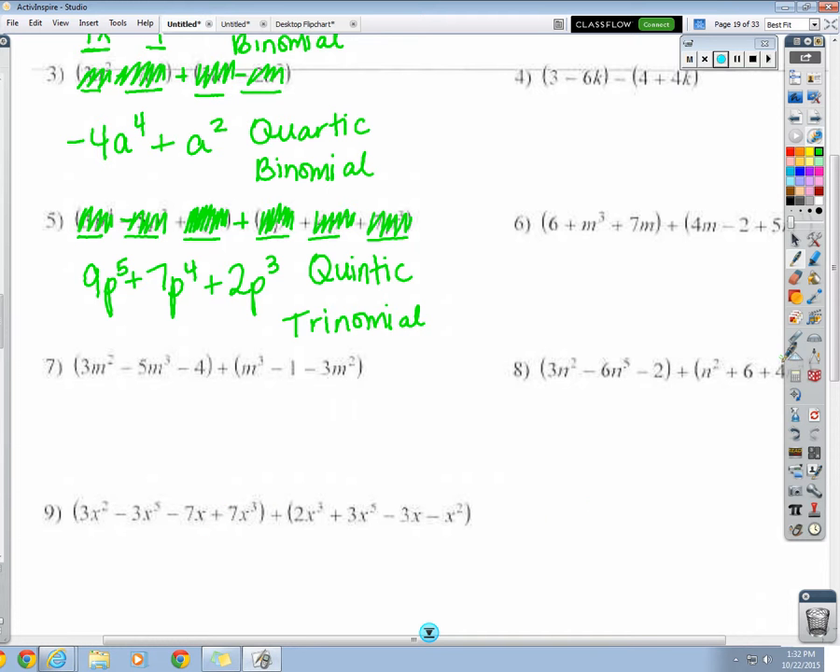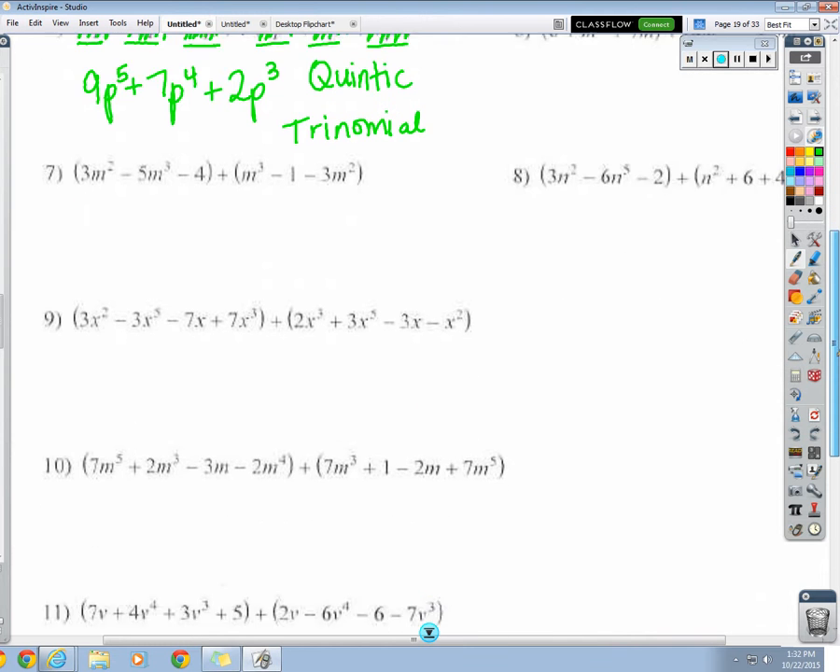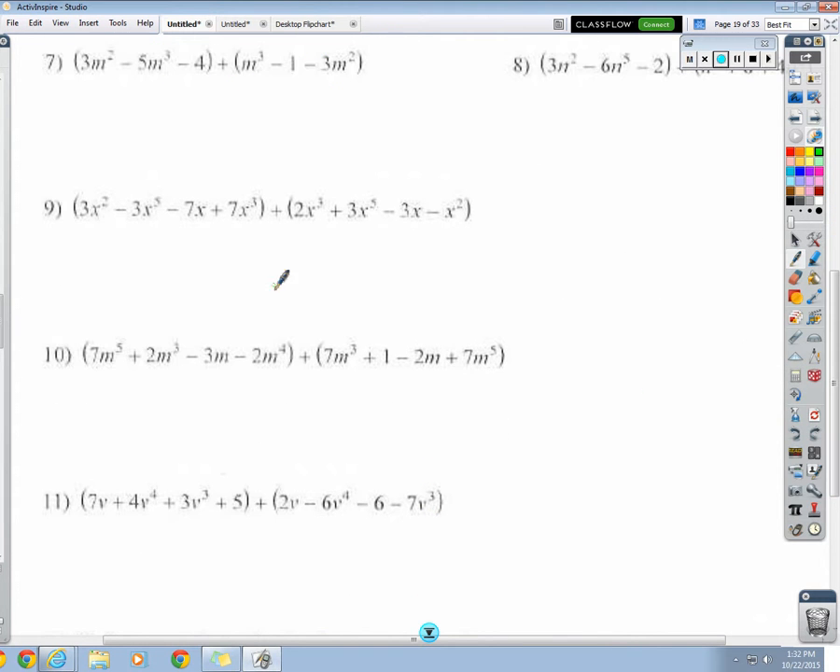Okay, number 7. Alright, the middle sign is addition, so there's no need to distribute. We're ready to combine like terms. Which one do we start with? The negative 5m cubed, and it can be combined with the m cubed, and that's a 1m cubed, right? So what is negative 5 plus 1? Negative 4m cubed.